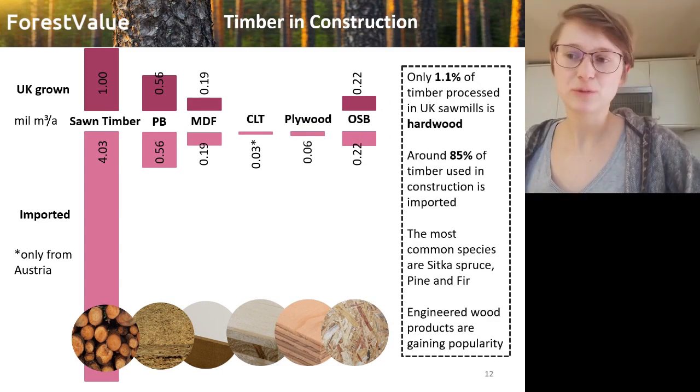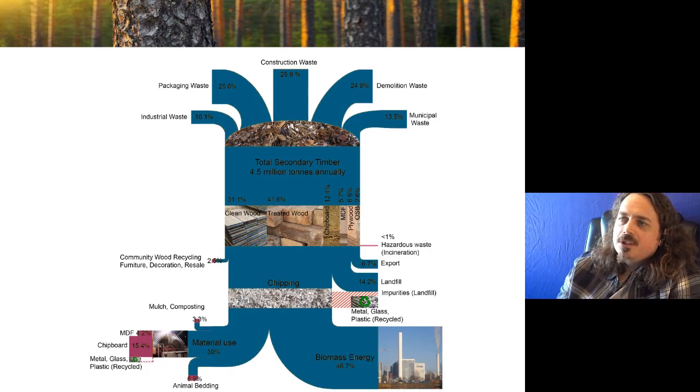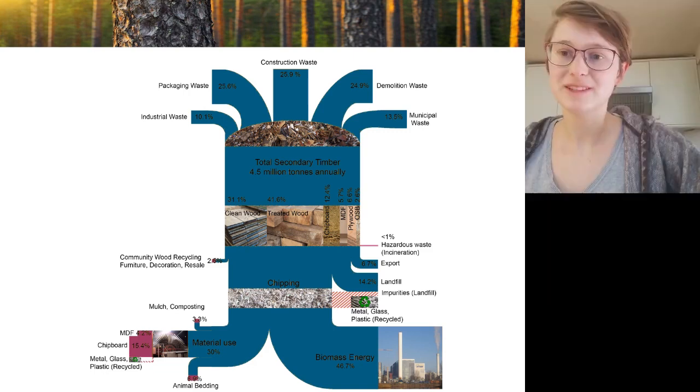So if so much timber is imported, can't a little bit of this high demand that obviously exists be covered by secondary timber? Is it done at all in the UK? Well, roughly a quarter of it is construction waste, a quarter of it is packaging waste, and a quarter of it is demolition waste. The remaining quarter, about half of it is industrial waste and about half of it is municipal waste. Does it have any potential for structural use? What kind of timber, secondary timber, do we find? Where does it come from?